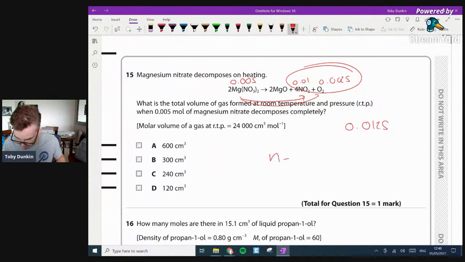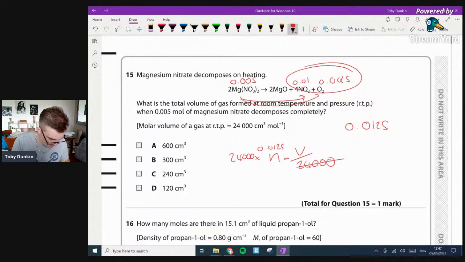Right, number of moles is V over 24,000. I've got the moles, 0.0125. Times it by 24,000 and I'm done. Times that by 24,000 and the answer is 300. I'm done. Thank you very much.